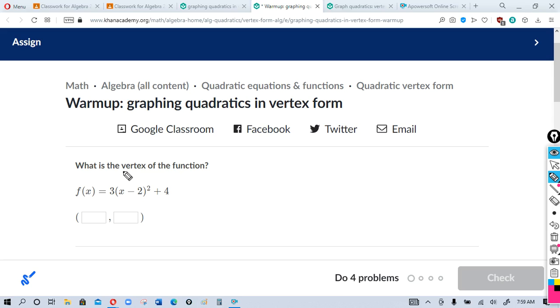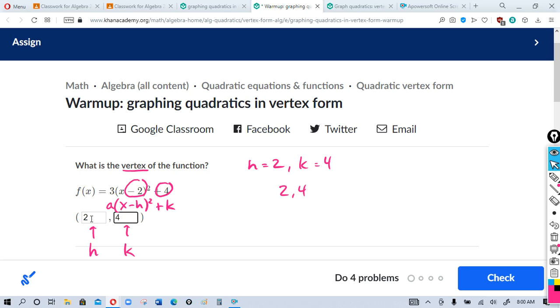So here they're asking, what is the vertex of the function? Remember our formula: a times (x minus h) squared plus k. The h is the x coordinate of the vertex, and the k is the y coordinate of the vertex. For h, all you have to do is change the plus or minus sign of this value in parentheses. It's negative 2 right here, which means h is going to be positive 2. And for k, that's just this value right here, positive 4. So it's just (2, 4). Very easy. You can tell just by looking at the equation. 2, hit tab, 4. 2 comma 4.